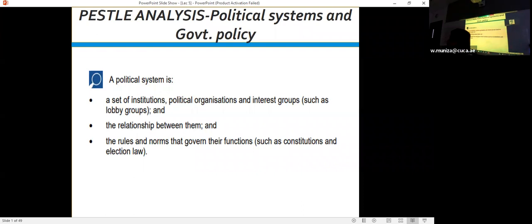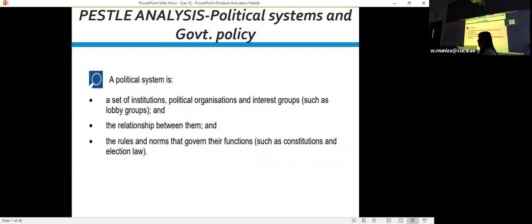So organizations are going to analyze the political system of a country. How is it working? How is the Senate of a country? How is the opposition group, etc.? What are the different lobby groups present outside the boundaries? And how are they working with each other? What is their relationship with each other? Is it a good one or a bad one, etc.? And the rules and norms that govern their functions, such as constitutions and election law.